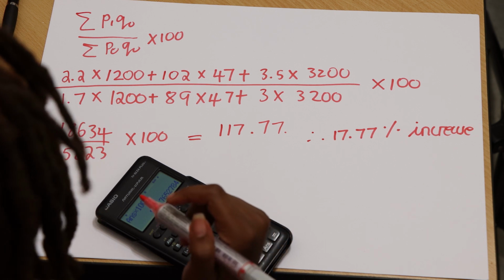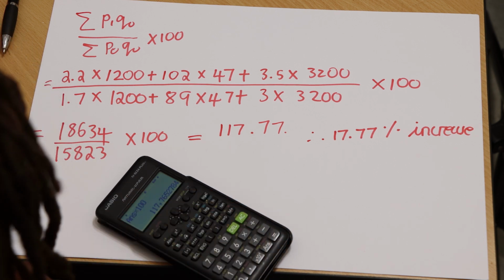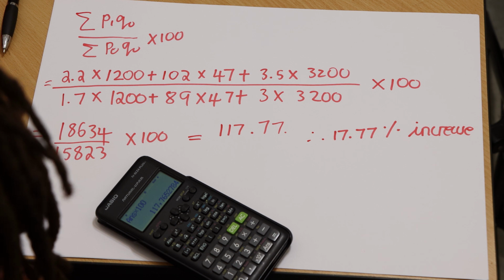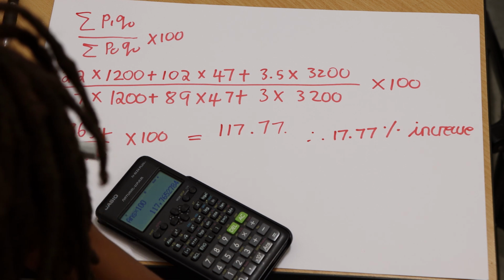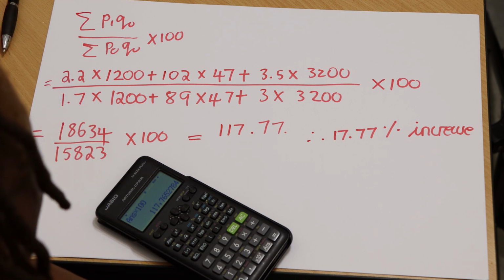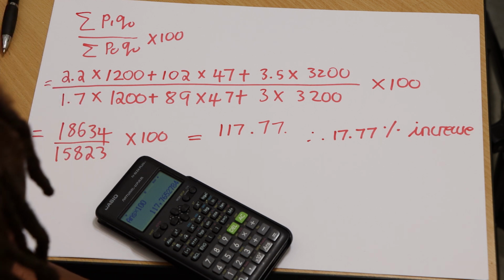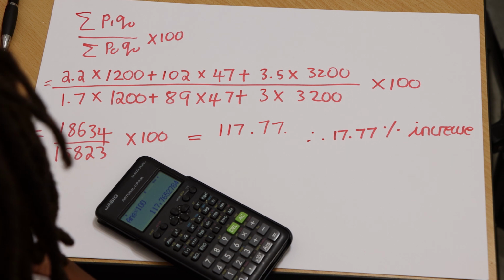Since we're using Laspeyres and we know that we hold the quantity constant at the base period, then we know that the quantity is held constant in 2020.